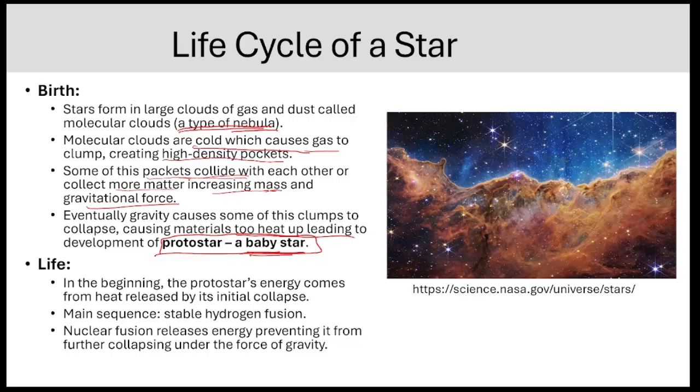And as the process goes further, when the temperature reaches millions of degrees, nuclear fusion will begin, and the star will be stable because of the balance between the force caused by gravitation and the force caused by nuclear fusion of hydrogen atoms to form helium atoms, and this creates a stable star.